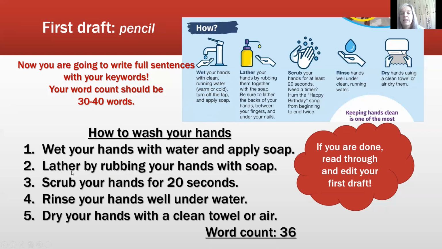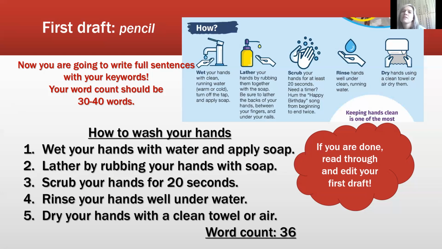Right, number 2, lather by rubbing your hands with soap. If you look at this second picture, you'll see there are way more words in this sentence. Lather your hands by rubbing them together with the soap. Be sure to lather the backs of your hands, between your fingers and under your nails. If you want, you can wash your feet as well. But this one is about washing your hands, right? So the main message of this picture or paragraph is lather by rubbing your hands with soap.